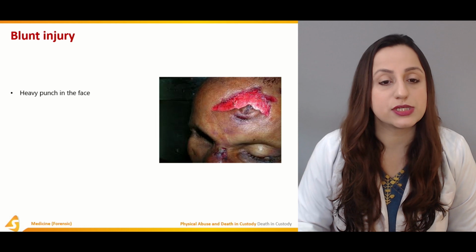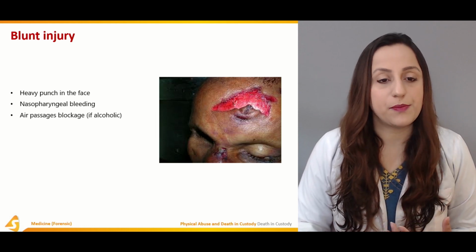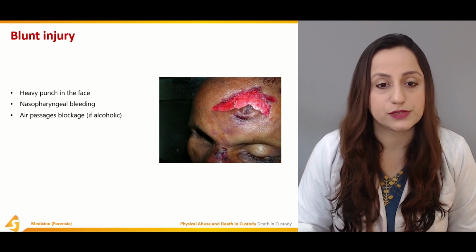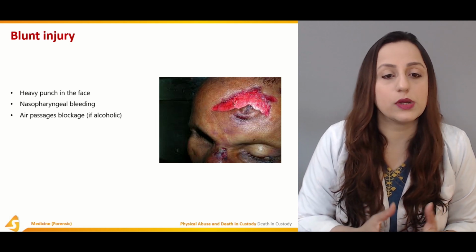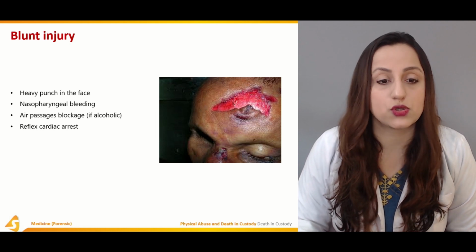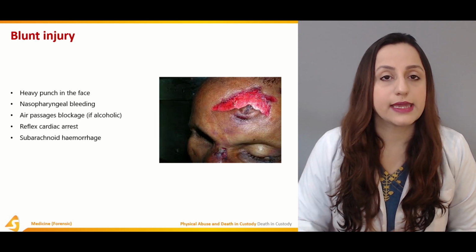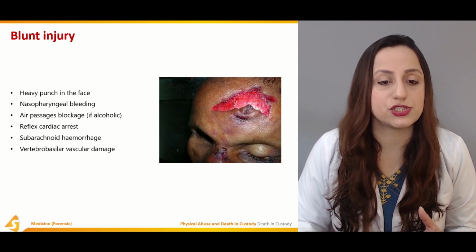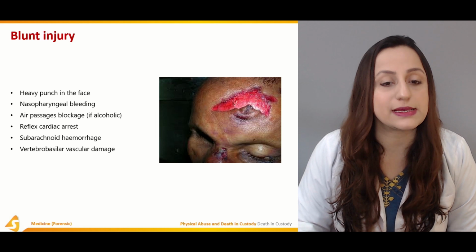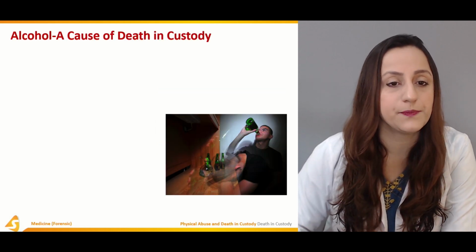Now, blunt injuries are a common way in which the person is tortured. Heavy punches on the face, nasopharyngeal bleeding occurs after these heavy punches, and air passage blockage. If the person is intoxicated with alcohol, the air passages are blocked in such a case. Reflex cardiac arrest is also one of the causes over here, and subarachnoid hemorrhages can result from these blunt injuries. Vertebro-basilar vascular damage is again one of the causes over here.